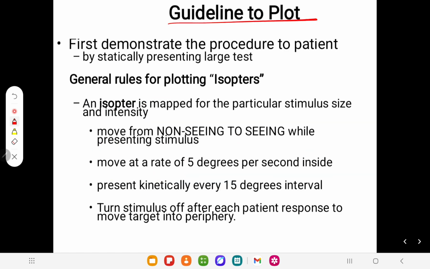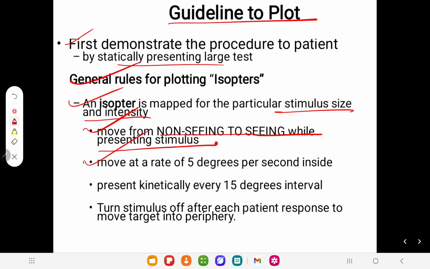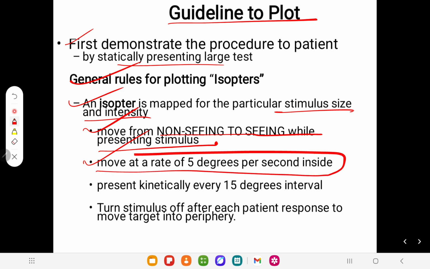So the guideline to plot: first demonstrate the procedure to the patient, and don't just jump into the examination. First demonstrate, okay? General rule for plotting: isopters are mapped for a particular stimulus size and intensity. Then, as I have already told you, move from non-seeing to seeing while presenting the stimulus, it's very important. Read this line, okay? Move at the rate of 5 degrees per second. Don't go so fast and don't go so slow, okay?